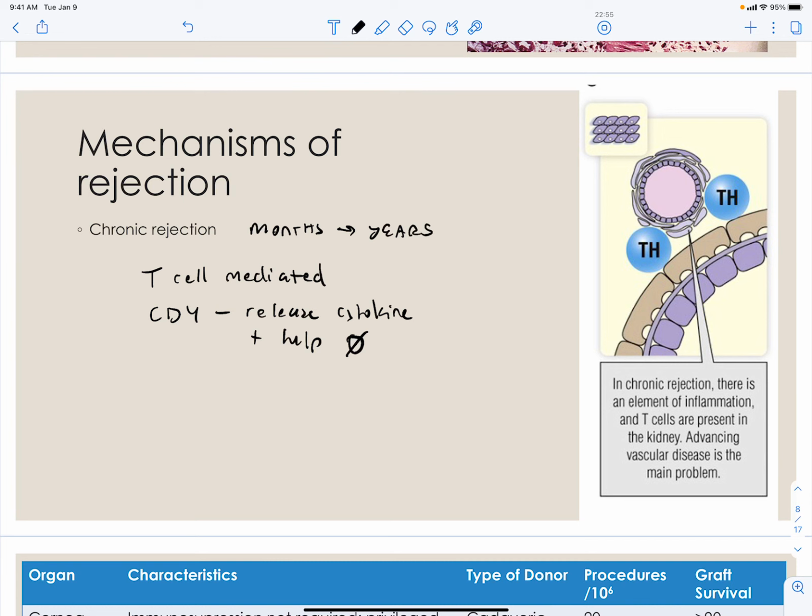Sometimes you can have rejection over time due to autoimmune disease. Other times it can be repeated acute rejections that over time chip away at the donated tissue. So chronic rejection is a little bit more complex, and in some cases it's hard to determine exactly how the tissue was rejected.